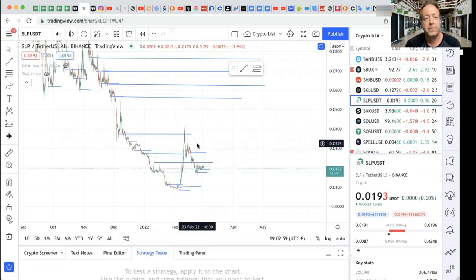I'm going to start doing more stocks and I'm going to start doing more tutorials on TradingView and showing you guys indicators and stuff that you guys can use to your advantage.